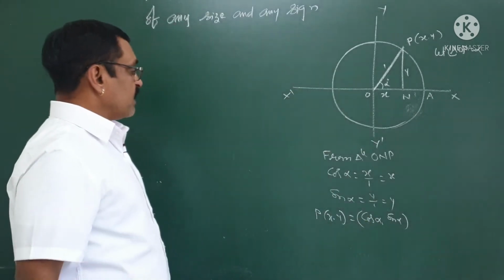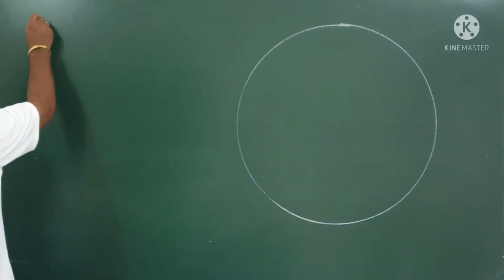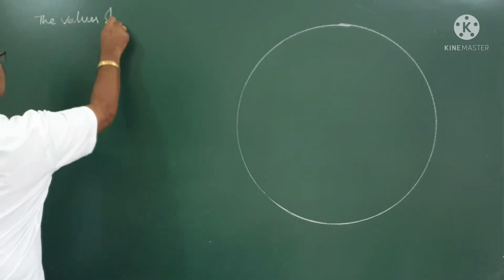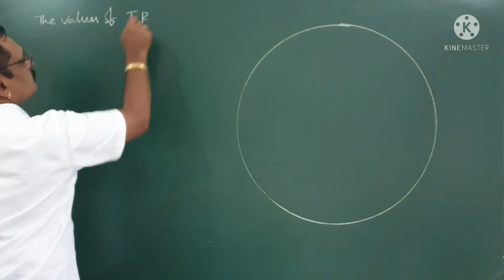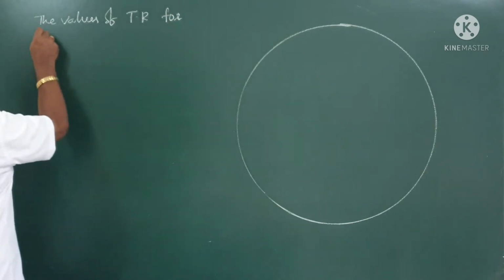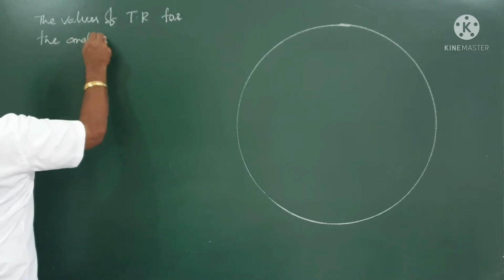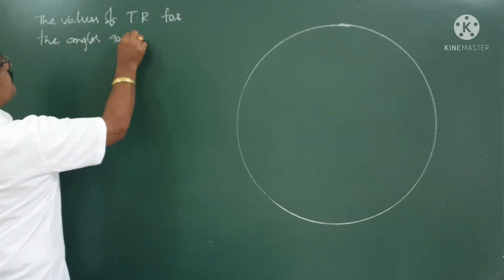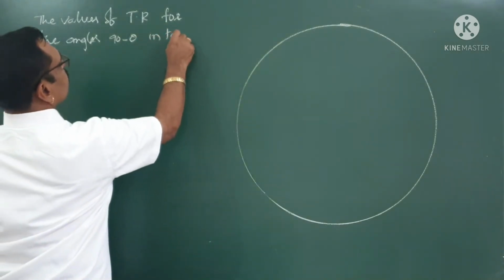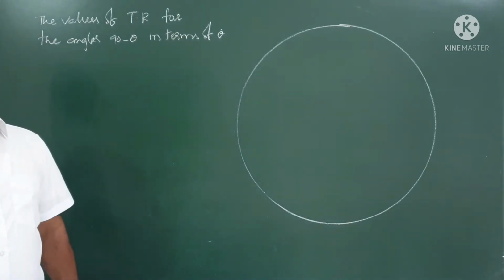Okay. Now using this, the next one is the values of trigonometric ratios for the angle 90 minus theta in terms of theta. This is the lesson.